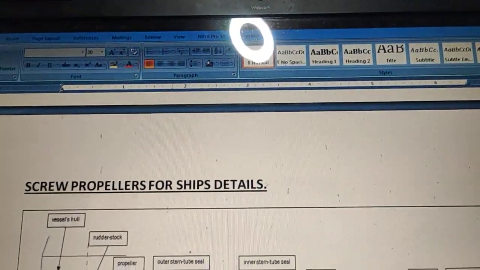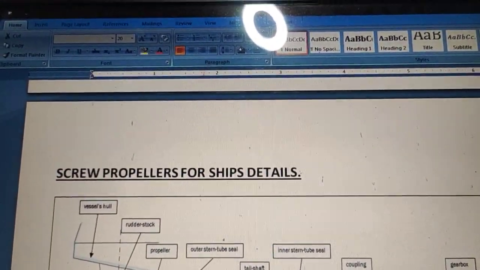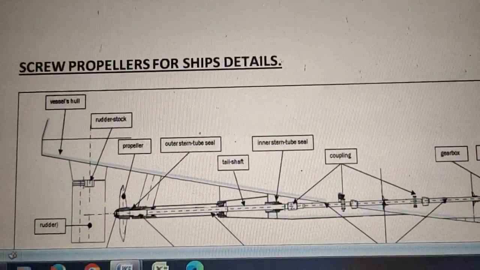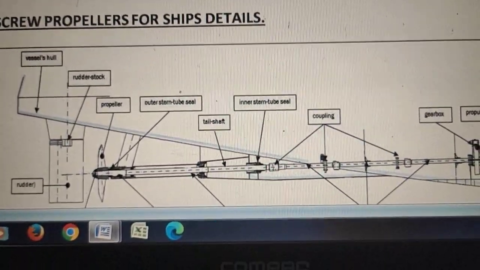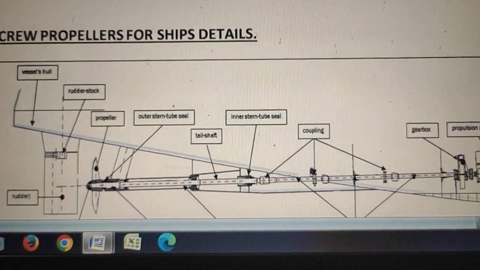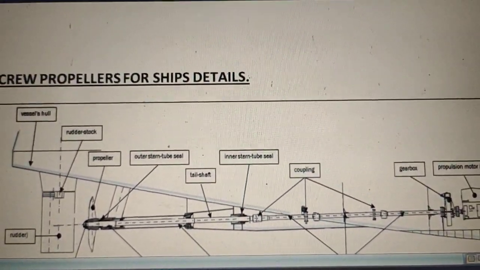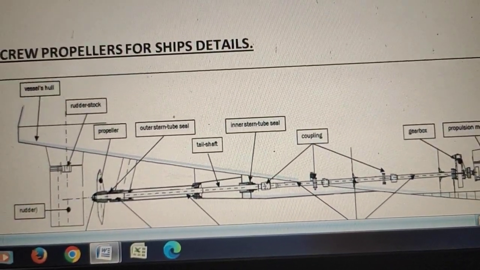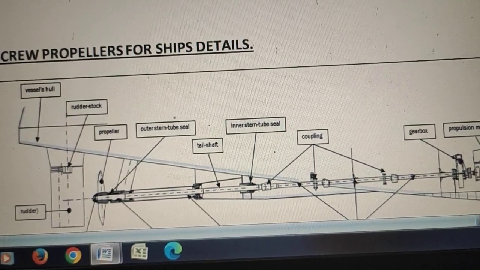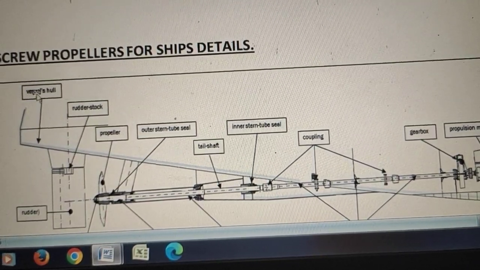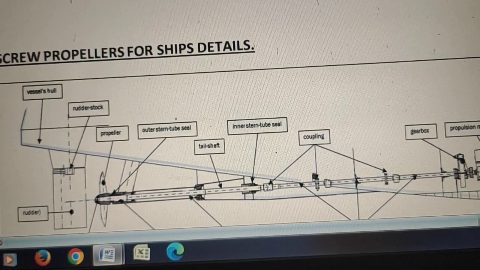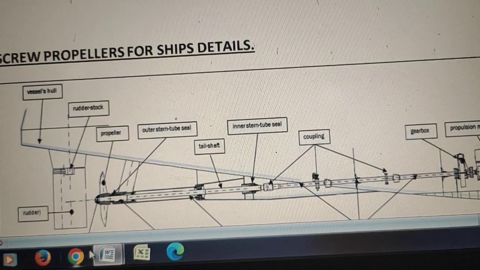We are dealing with ship propulsion: the screw propeller of the ship, the details of the ship propeller. Now you can see this drawing. First we show you the positioning of the propeller behind the ship. You can see here the hull itself, which is on the blue line, and then we have the rudder at the aftermost part.